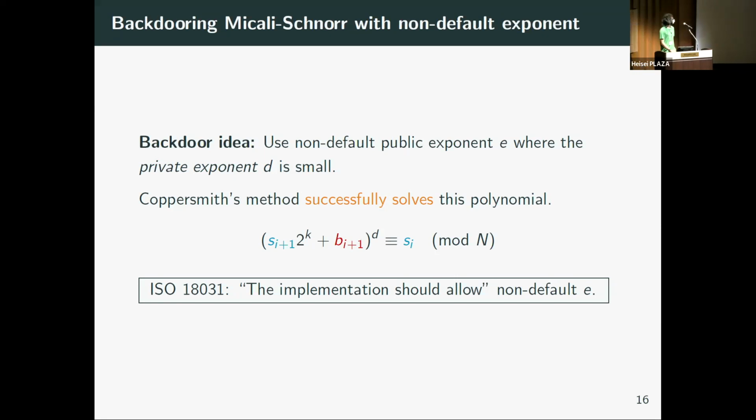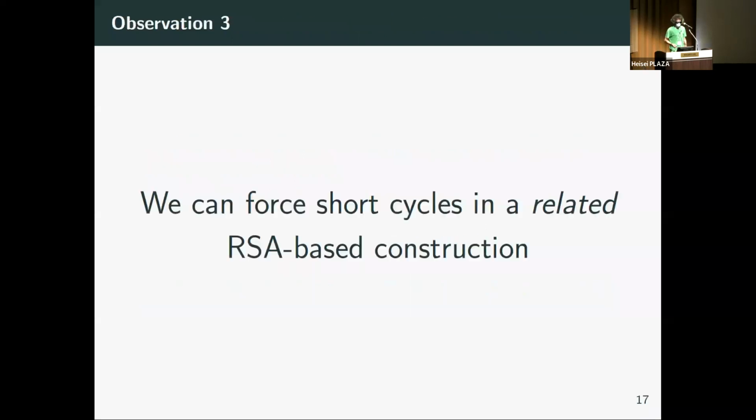All right, so we know we're going to have to do some sort of algebraic cryptanalysis, and it seems to be hard to do with Macaulay-Schnorr. What we can do instead is we can look at a related construction that has a somewhat simpler algebraic structure that is more amenable to algebraic cryptanalysis. And by doing this, we're able to get some much more interesting backdoors.